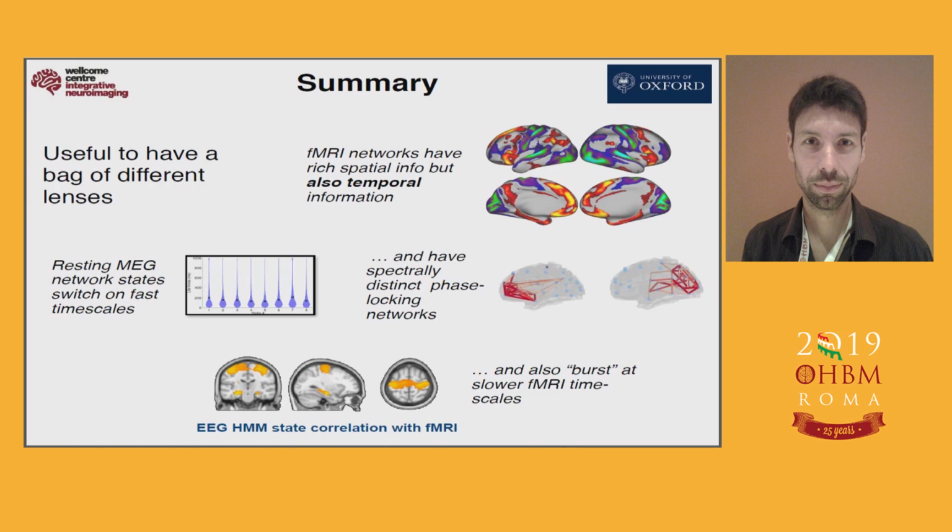They have specific properties in terms of phase coupling, which we were interested in. And the critical point of this talk is that these MEG networks, or EEG networks, or electrophysiological networks, burst at time scales that actually match quite well with what we see with fMRI. So at the end of the day, it seems that we see things with fMRI and EEG that are common. Obviously, there are differences, but not everything is random, guys.